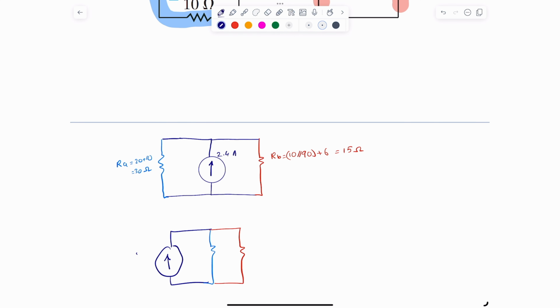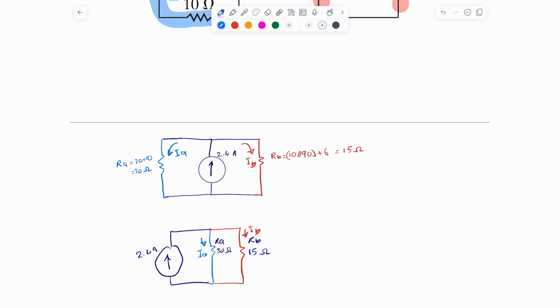So this is a 2.4 amp, and this happened to be R of A, and that's basically just 30 ohms, and this is R of B, and this is 15 ohms, and we can figure out the different currents going through it. So for example, let's assume that we get this one here, we call it I of A, and this one here we call it I of B. Okay, and I can highlight them in here. That's I of B, and that here is simply I of A.